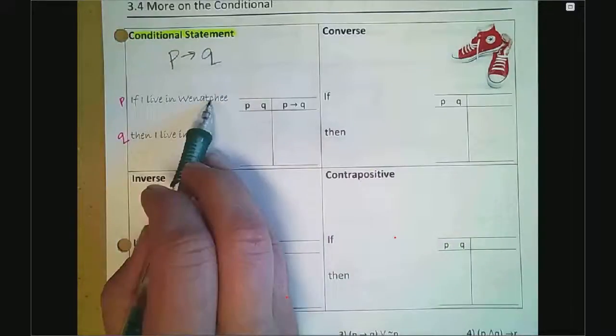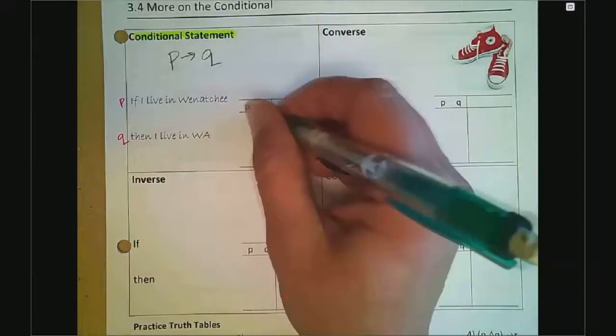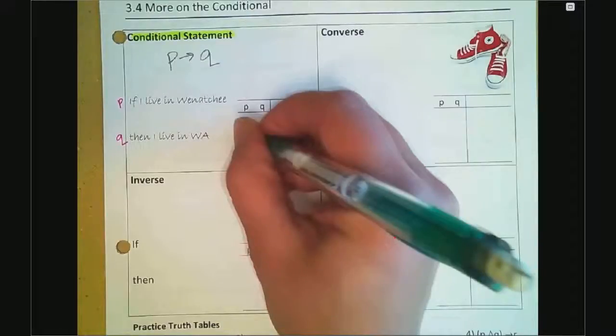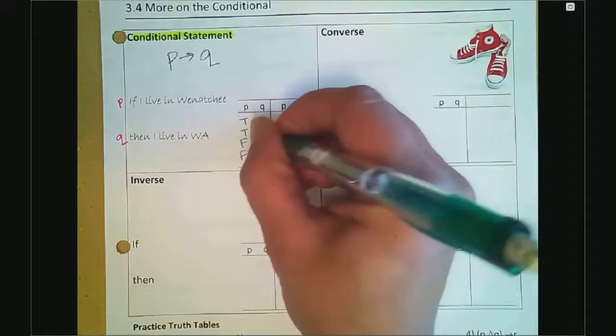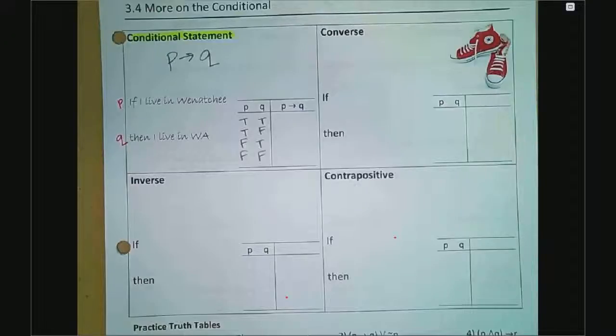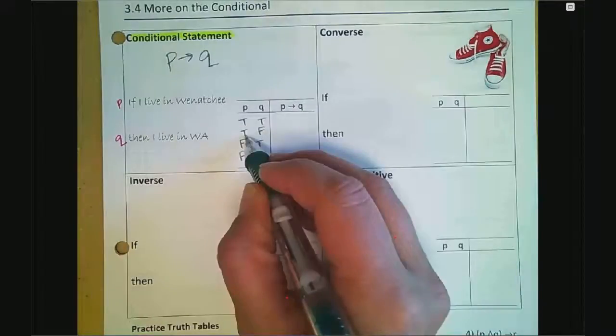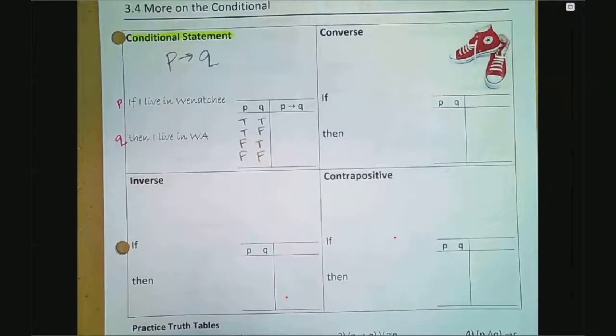We can make a table for this. We have true, true, false, false, true, true, false. And we said that the conditional is only false if the antecedent happened and the consequent didn't. This is the one time false shows up. And we used that example.